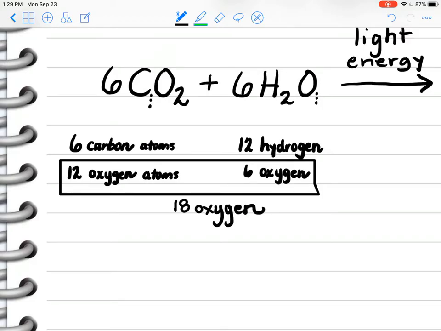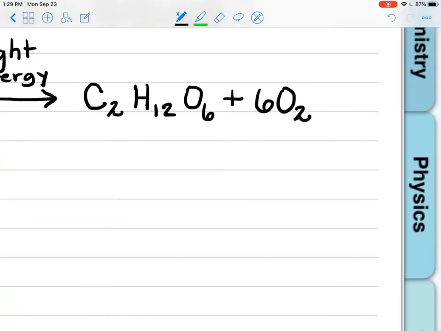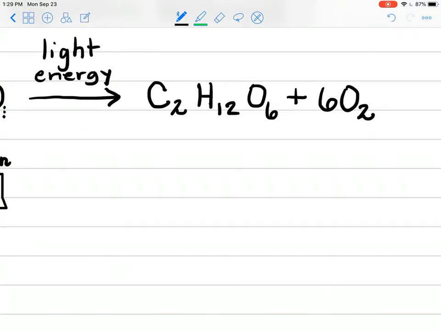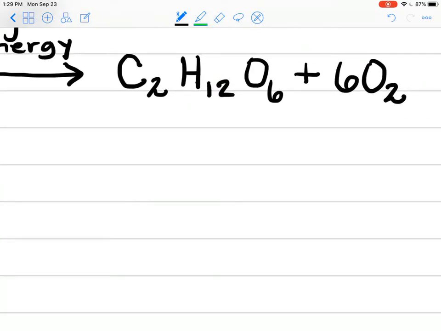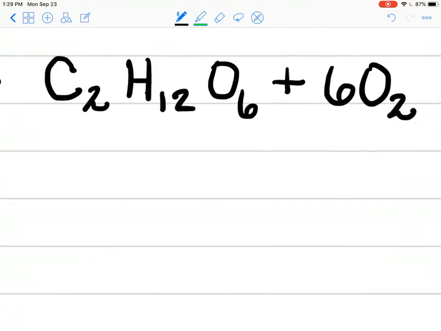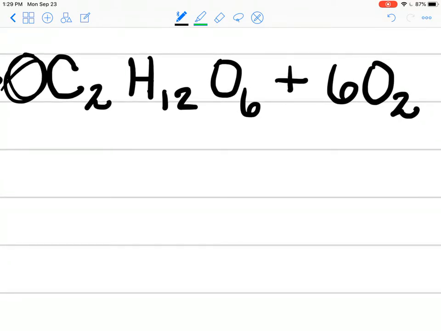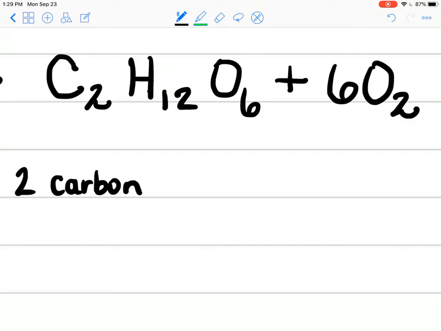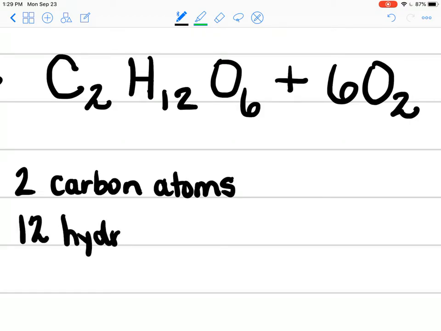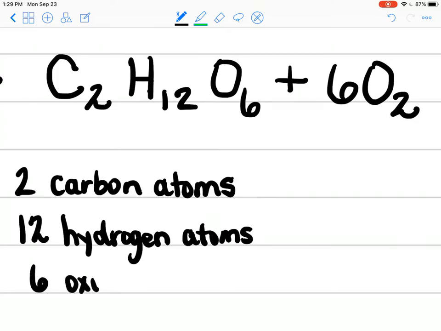Okay, so let's try the product side. We need to do the same kind of math. Here's the catalyst, that light energy, but here's what we need to check on this side. Now this one doesn't have a big number out front. It's just plain old, we just read it. So we have 2 carbon atoms. We have 12 hydrogen atoms. And we have 6 oxygen atoms.